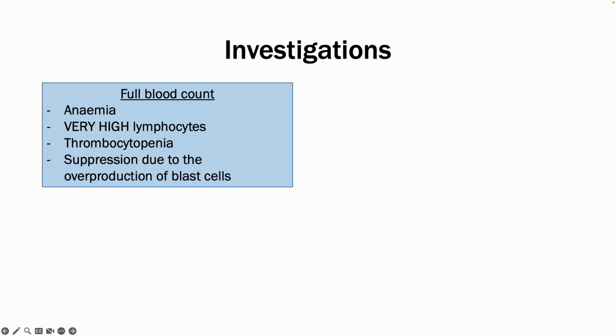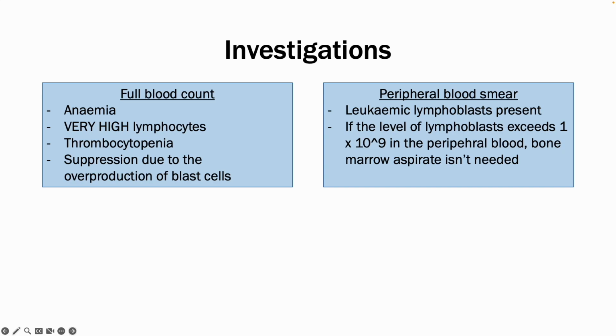In terms of investigations, you want to first start with a full blood count, which would show anemia, but very, very high lymphocytes. You also see thrombocytopenia, and again, this is due to the suppression of the bone marrow due to the overproduction of blast cells. In a peripheral blood smear, you would see leukemic lymphoblasts present.